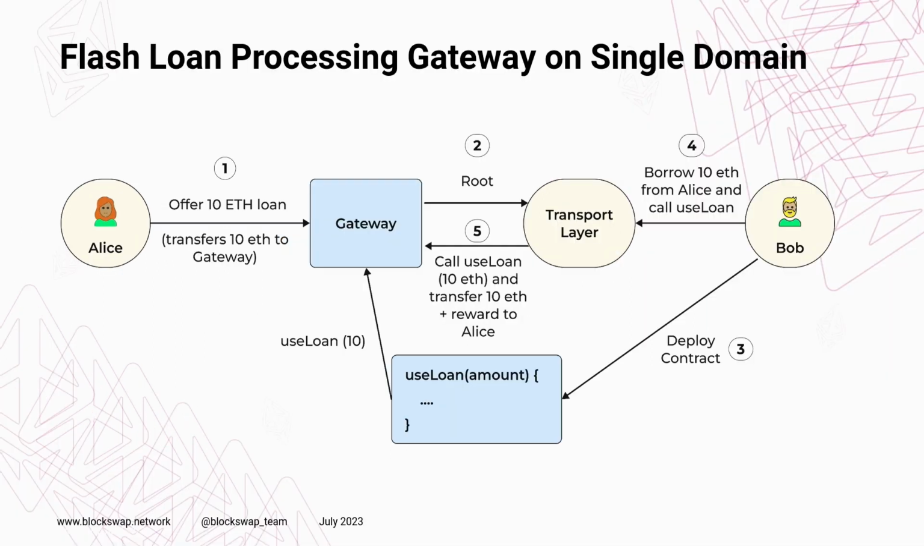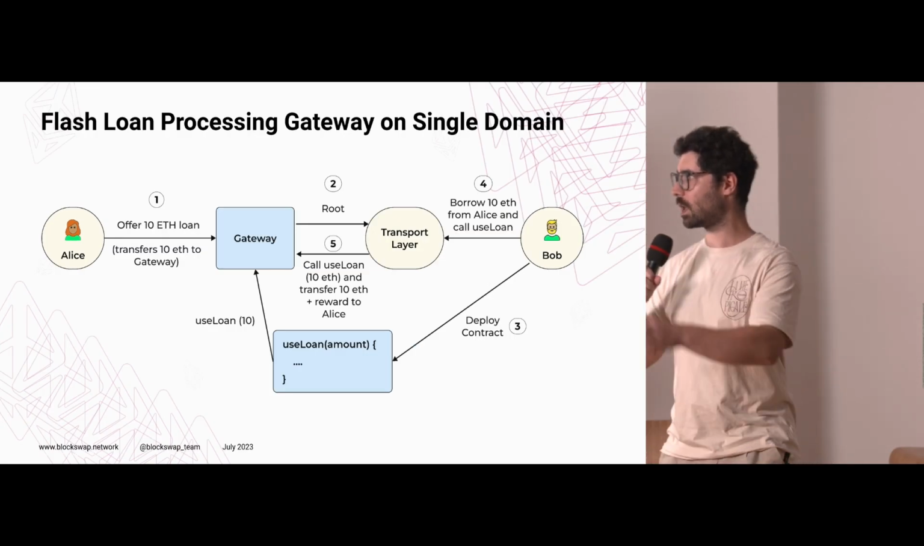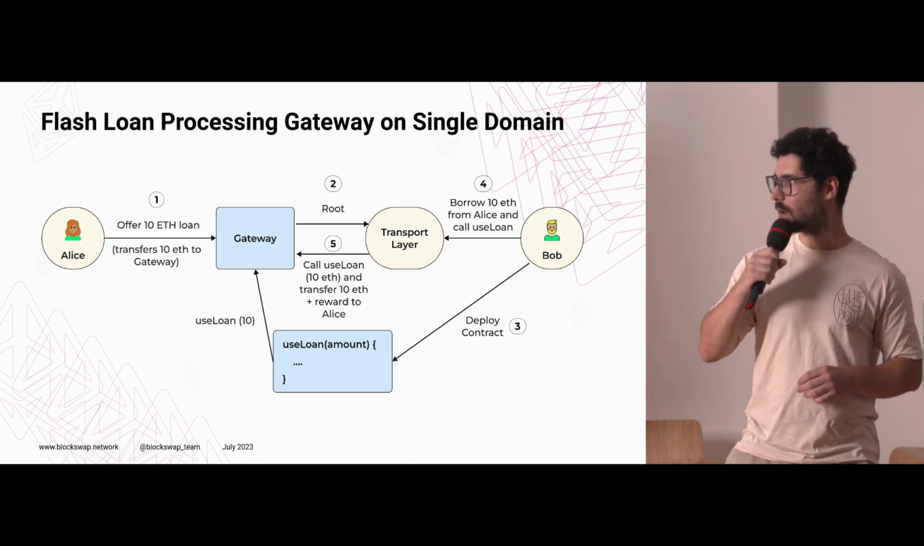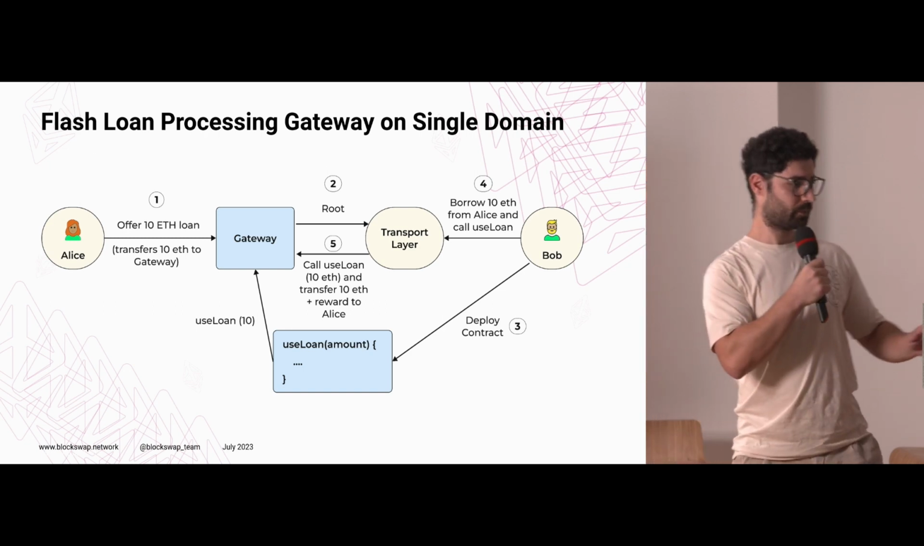Then the transport layer will forward this to the gateway, and the gateway will call the use loan function, and afterwards transfer 10 ETH plus maybe an additional reward to Alice. And so in one transaction, Alice's loan can be borrowed by Bob, and potentially she will receive a reward.